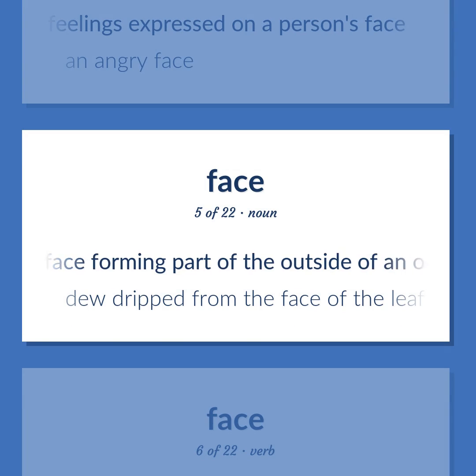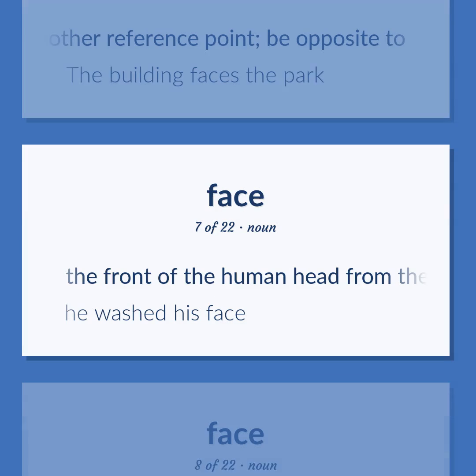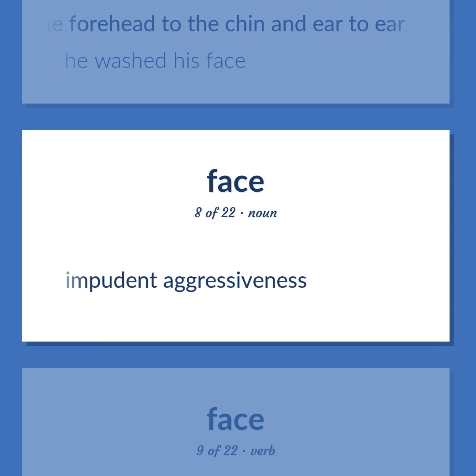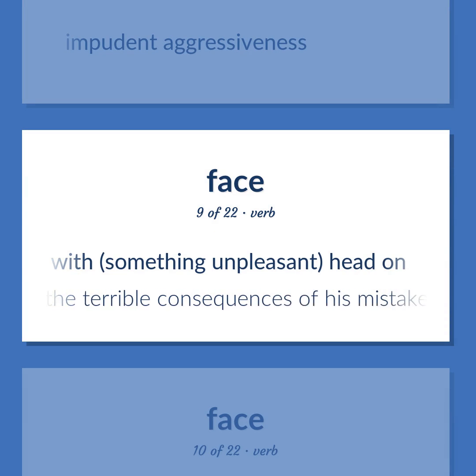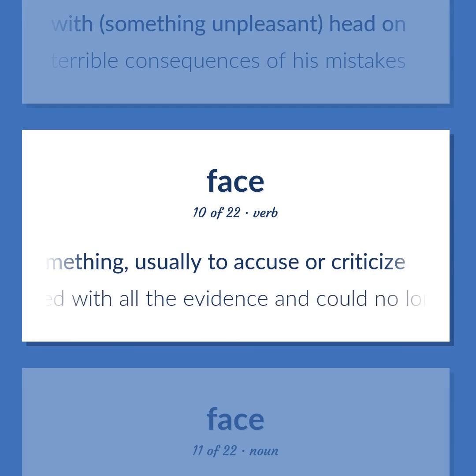A surface forming part of the outside of an object. Dew dripped from the face of the leaf. Be oriented in a certain direction, often with respect to another reference point, be opposite to. The building faces the park. The front of the human head from the forehead to the chin and ear to ear. He washed his face. Impudent aggressiveness. Deal with something unpleasant, head on. He faced the terrible consequences of his mistakes. Present somebody with something, usually to accuse or criticize. He was faced with all the evidence and could no longer deny his actions.